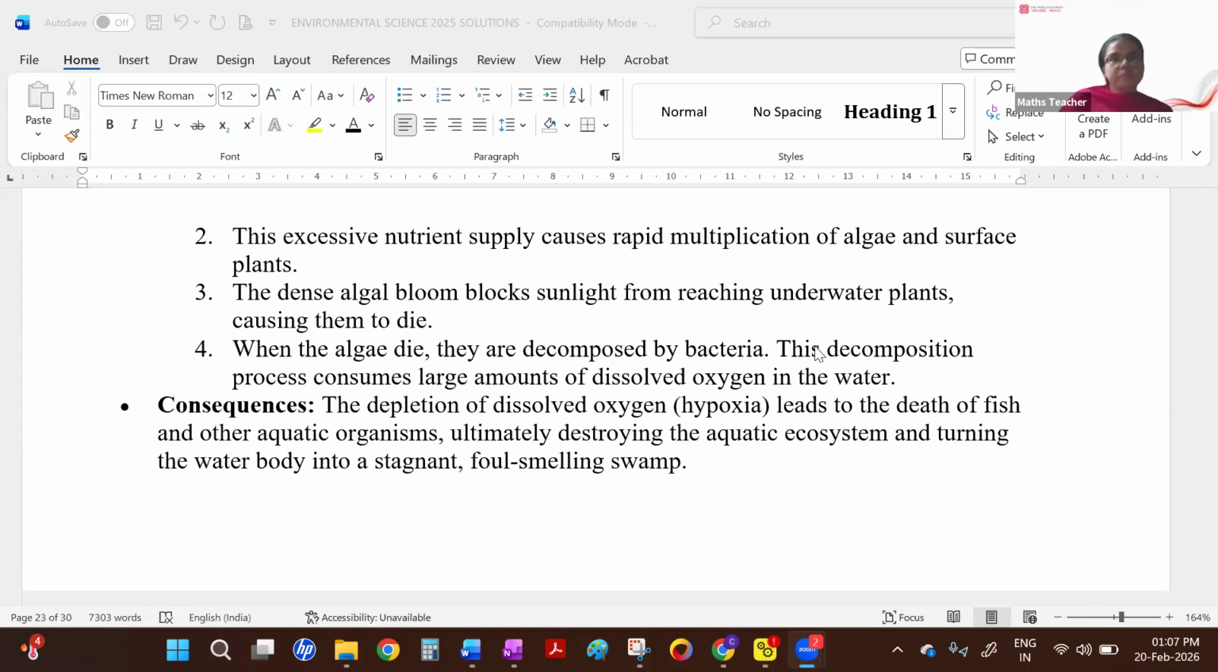So this decomposition process will consume a lot of oxygen, so the other organisms won't get enough oxygen. So these are the consequences: the depletion of dissolved oxygen leads to the death of fish and other aquatic organisms.